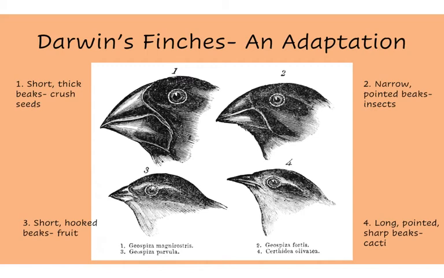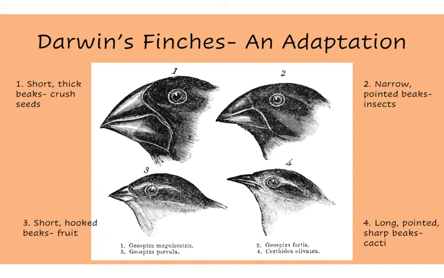And then down here we have number 3. And number 3 is short hooked beaks. And Darwin observed that those short hooked beaks were necessary for eating fruit. So on one Galapagos island, the only food source of the finch was fruit. So it needed a short hooked beak in order to eat the fruit.